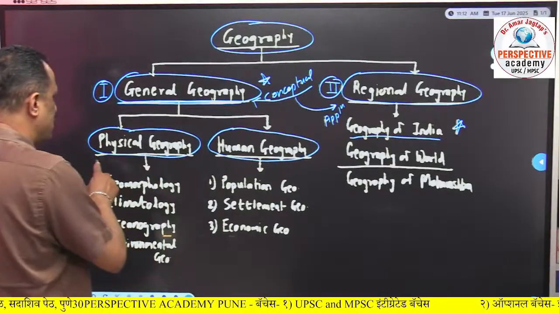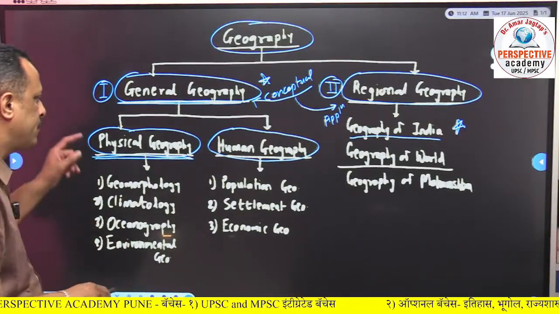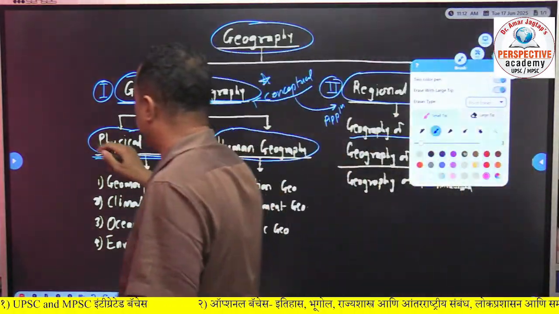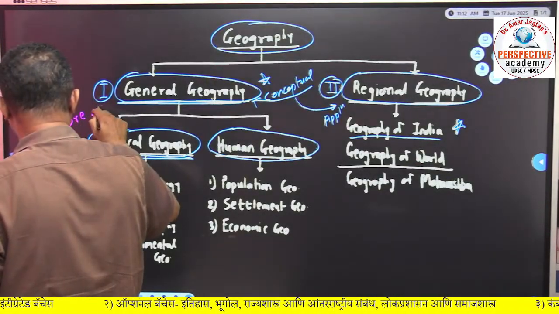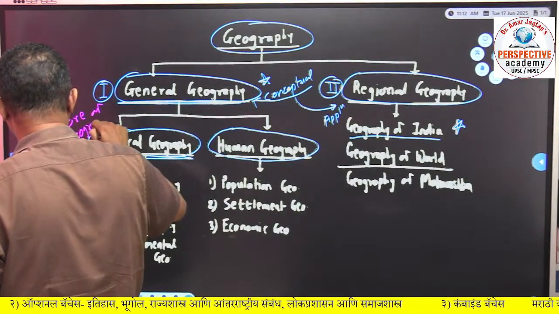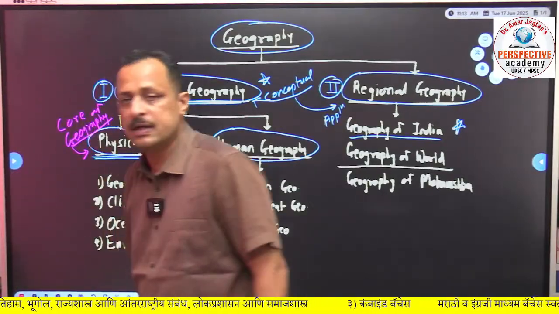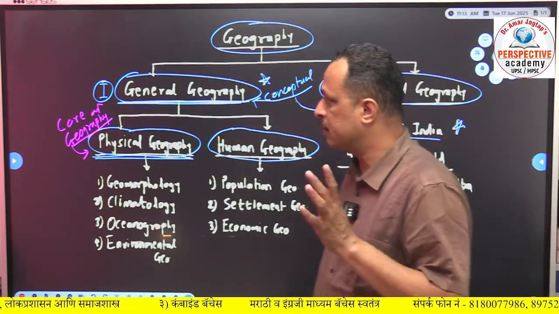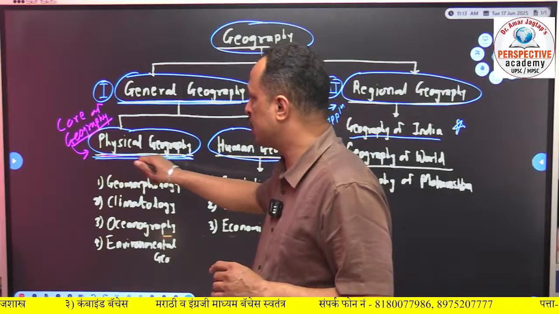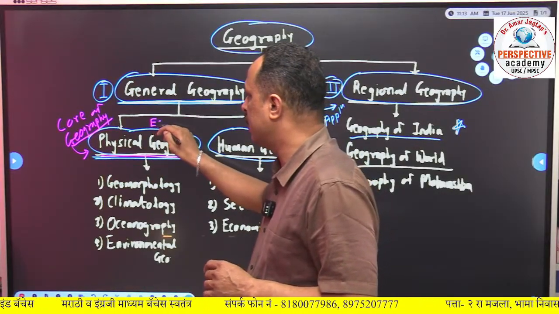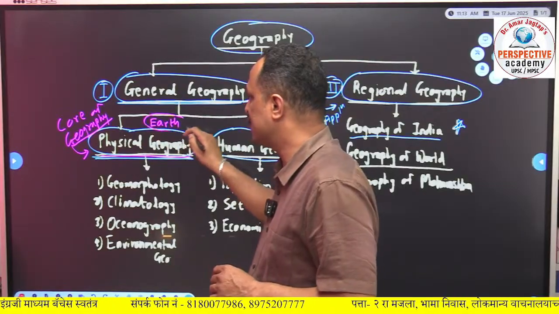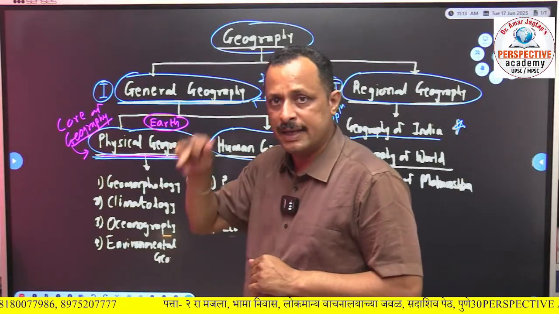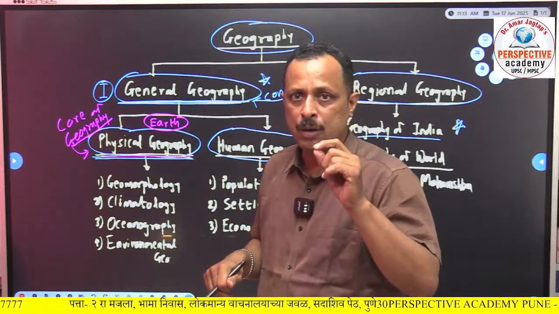In this physical geography, what is there? Physical geography is termed the core of geography, or the heart of geography. This is the core of geography because physical geography deals with the study of the earth. What is geography? Basically, geography is the study of the earth, and that study of the earth is conducted in physical geography. That's why we call physical geography the core or heart of geography.